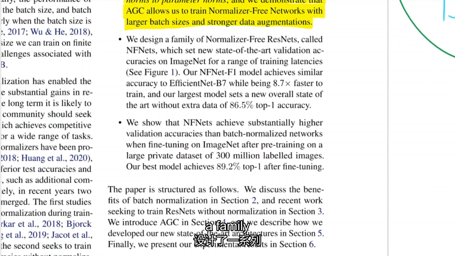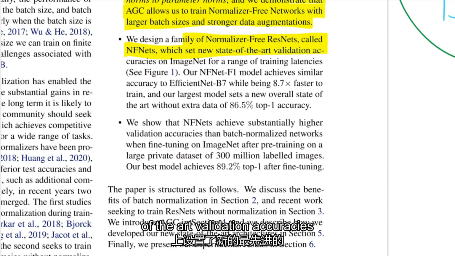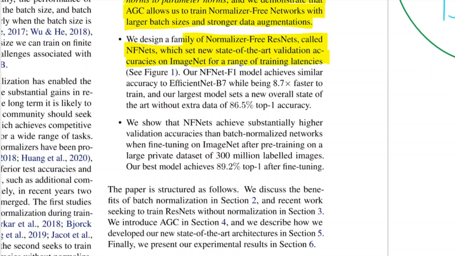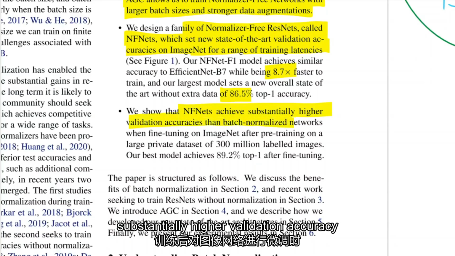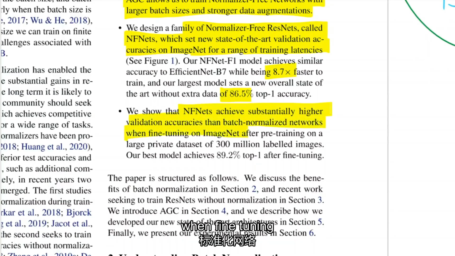They say, we design a family of normalizer-free ResNets called NFNets, which set the new state-of-the-art validation accuracies on ImageNet for a range of training latencies. Okay, so they repeat these things from what I said in the intro, and they also say achieve substantially higher validation accuracy than batch normalized networks when fine-tuning on ImageNet after pre-training. So they also have a good transfer accuracy.